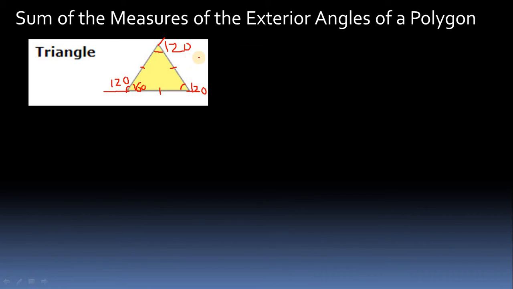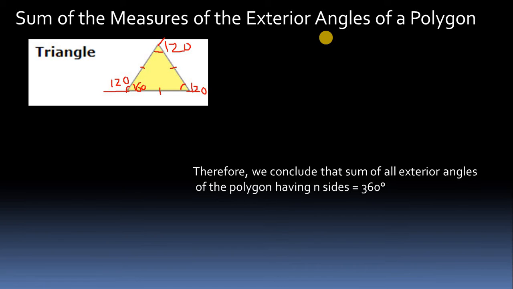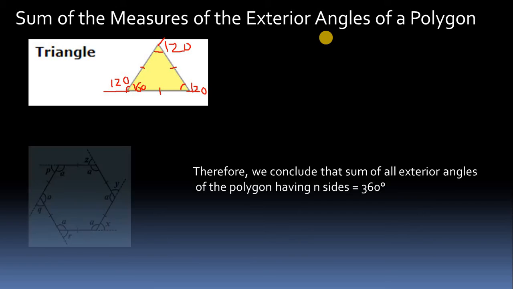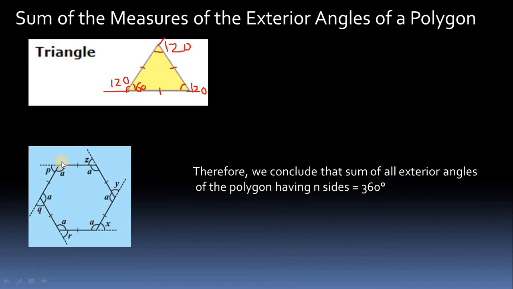So it means the sum of the measurements of the exterior angles of a polygon is 360, because it is applicable for each and every polygon. So therefore we conclude that the sum of the exterior angles of a polygon having n sides, n meaning the number of sides, doesn't matter here. If you take the example of a hexagon, there also the exterior angle sum is 360, okay, because whether it is a triangle, quadrilateral, hexagon, whatever polygon it is, the sum of exterior angles is 360 degrees.